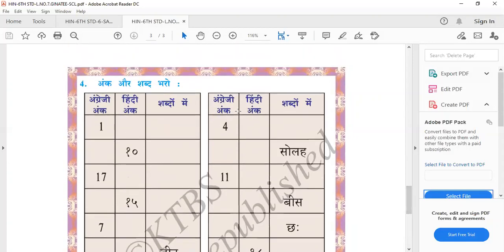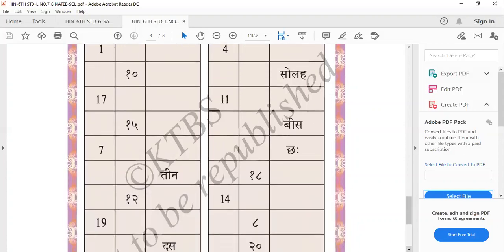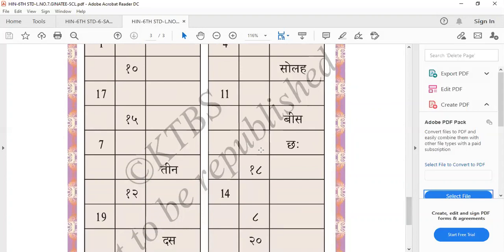this column, Angrezi Ank. Okay. This is Hindi Ank, Shabdome. 4, char, char. 16, 11, 20. Next one is che. Che means 6. In English, 6, che, che. This is 17. Next, 14. 7.